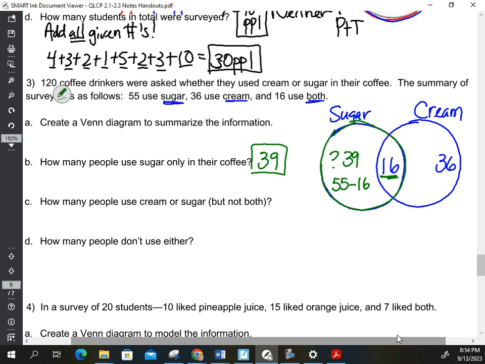So we go over to the other side. The cream has to add up to 36. That means 16 of those who use cream also use sugar. So the same rule applies. To figure out what that question mark is, 36 minus 16, that's 20. So 20 use cream only.